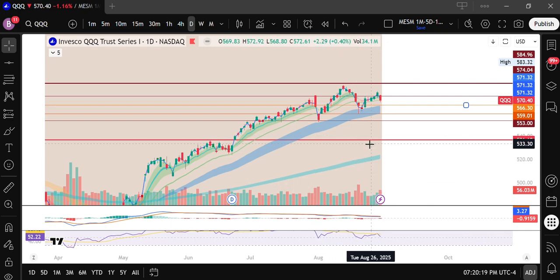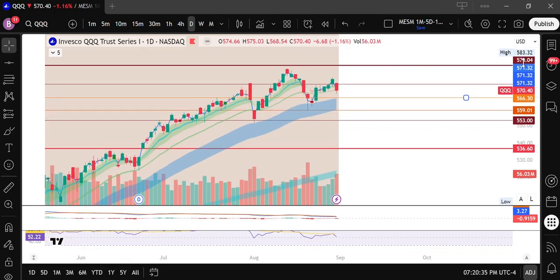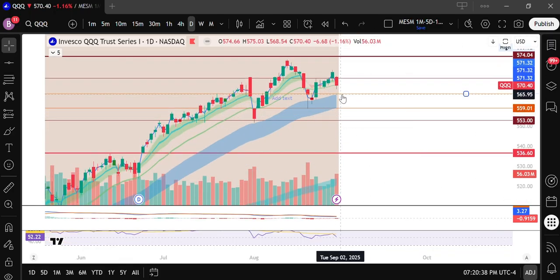Highest probable prediction. On this daily, this high right here, which is an important level of 566, it looks as though QQQ can come and touch 566. It's already at 570.40. So that would be the first support level that would be important to see if it goes through that support level to come touch this next support level, or will it bounce up from that support level to go touch that upper resistance level of 574.